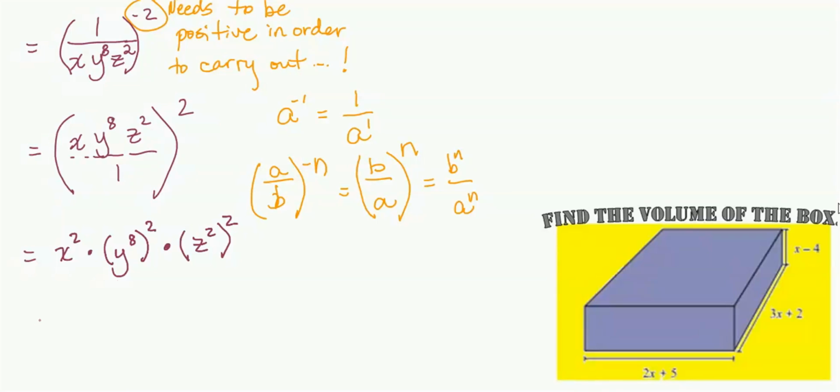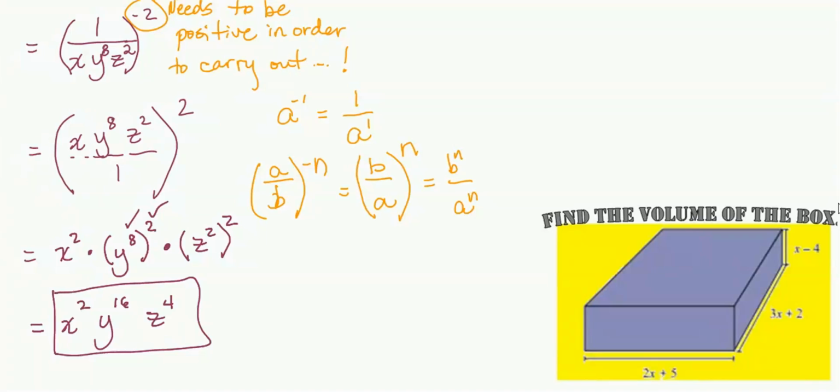Now let's take each of those factors and raise a power to a power, or just bring it down if it has nothing else to do with it. So y to the 8th squared is going to be y to the 16th, right? When I raise a power to a power, I multiply. And finally z to the 4th power. This is my answer. Okie dokie.